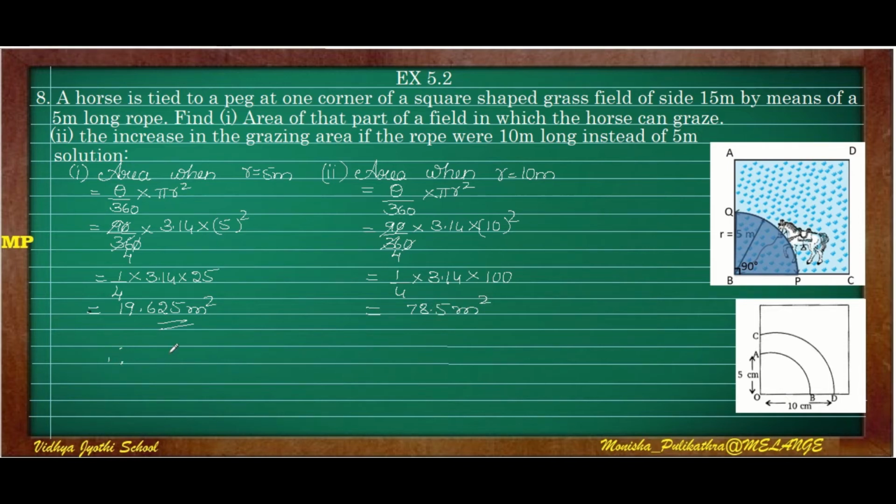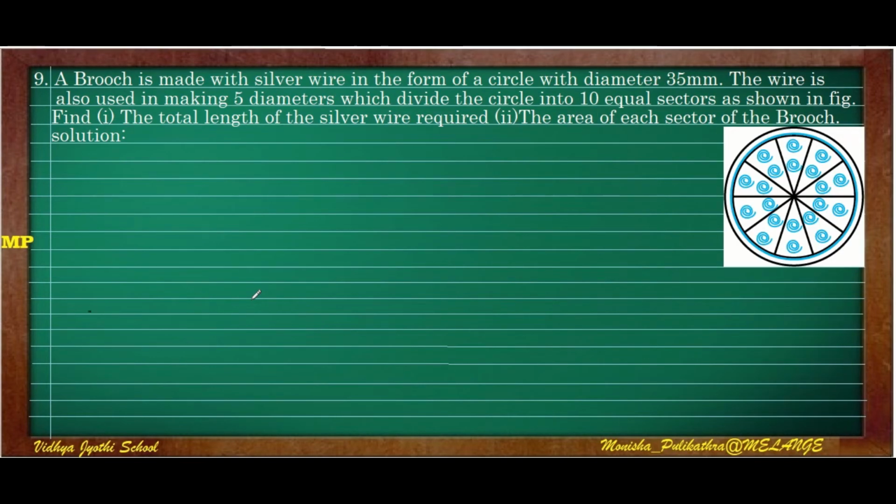So now we have to find out the increase in the area of grazing. This we can find out by just subtracting the area when the rope is 10 meter minus the area when the rope is 5 meter, that is 19.625. So the subtraction, you will get 58.875 meter square. So this is the increase in the grazing area when two lengths of rope have been used. I hope you understood this. Moving on to the 9th question of this session.